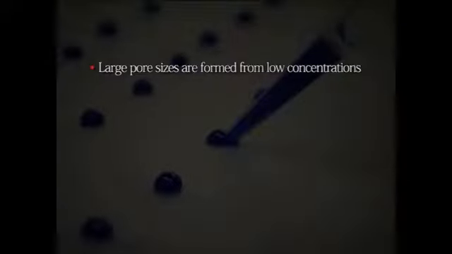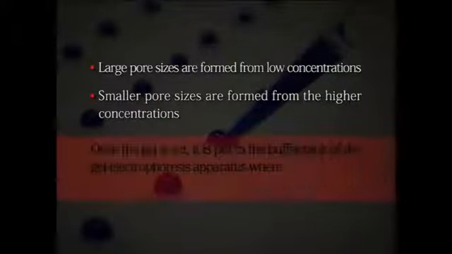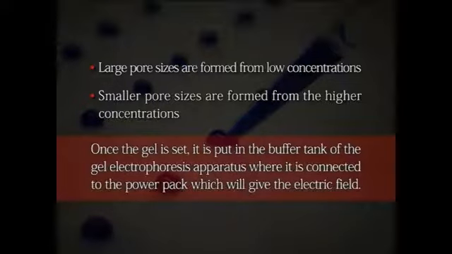allowed to gel. The gelling properties are attributed to both inter- and intramolecular hydrogen bonding within and between the long agarose chains. The pore size in the gel is controlled by the initial concentration of agarose. Large pore sizes are formed from low concentrations, and smaller pore sizes are formed from higher concentrations. Once the gel is set, it is put in the buffer tank of the gel electrophoresis apparatus, where it is connected to the power pack, which will give the electric field.